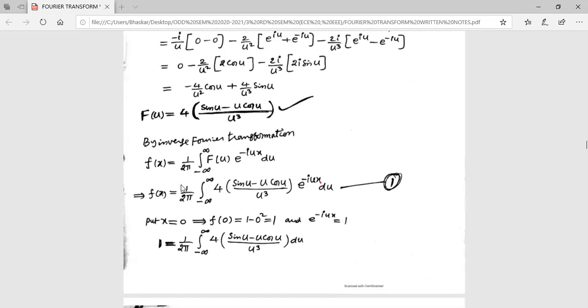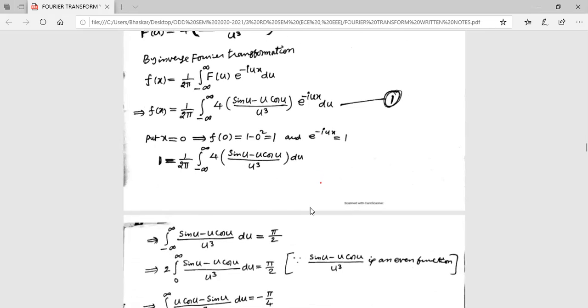Now for this problem, here also we are applying the inverse Fourier transform: f of x is the integral of f of u e power minus iux du. Now it becomes 4 into the substituted function. Here also the same thing. E power 0x becomes 1. I wanted to show these values. Put x is equal to 0. That's why f of 0 becomes 1.